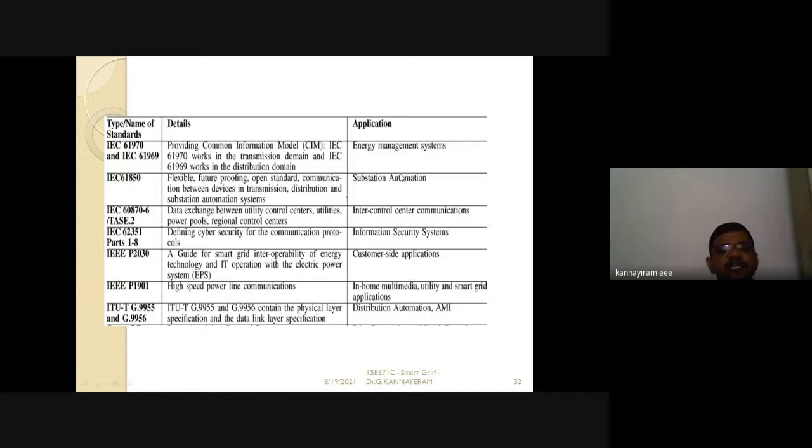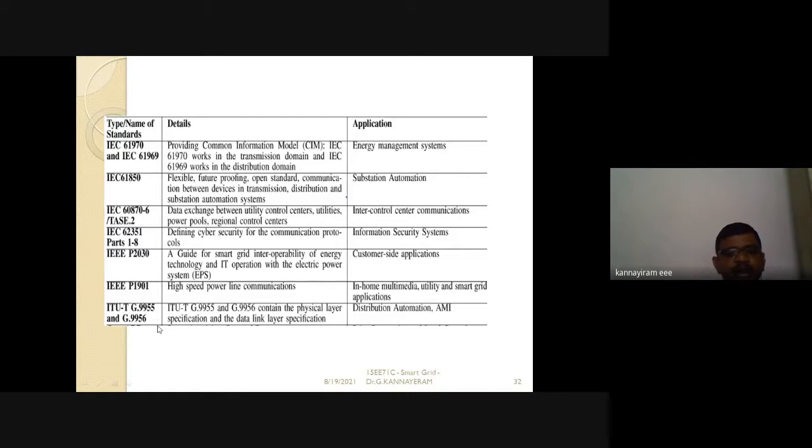The various types of standards and their applications. For example, IEC 61850 is a flexible, future-proofing, open standard for communication between devices in transmission, distribution, and substation automation systems, mainly used for substation automation. Here, IEEE P1901 is a standard for high-speed power line communication. Applications can be home multimedia and utility smart grid applications.